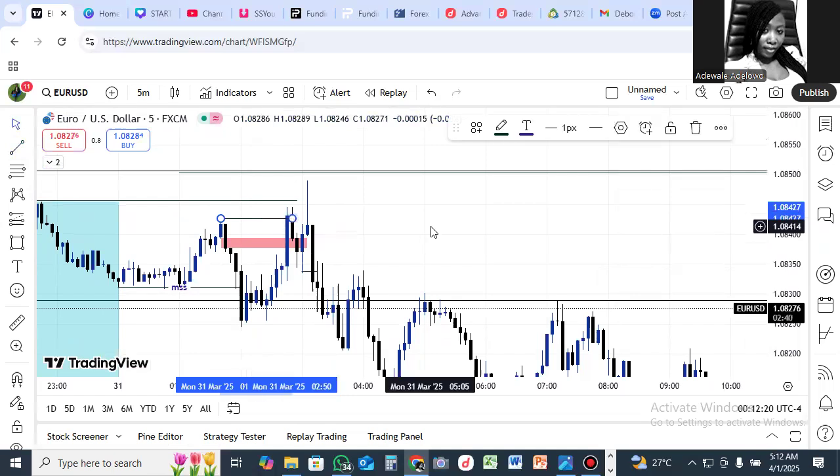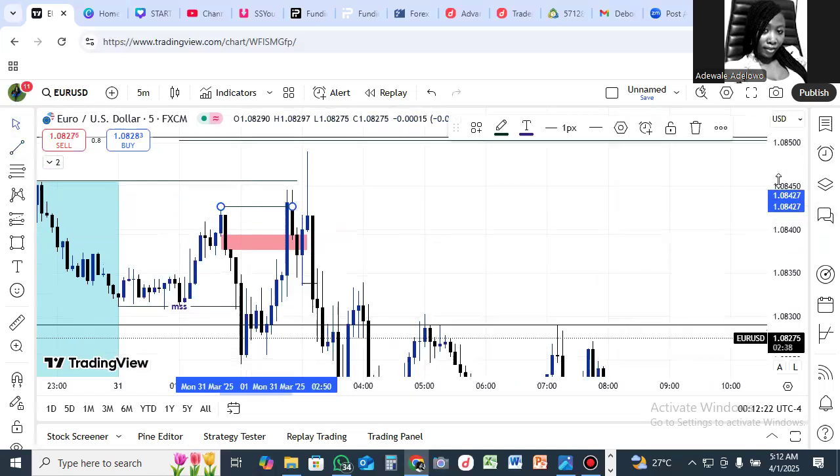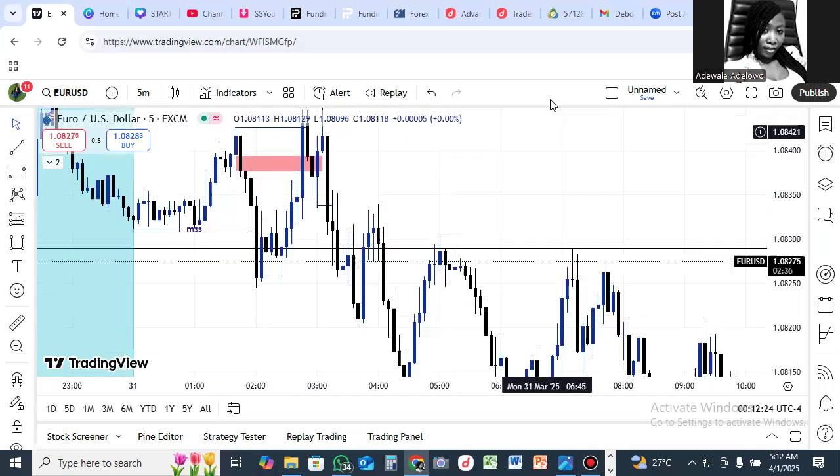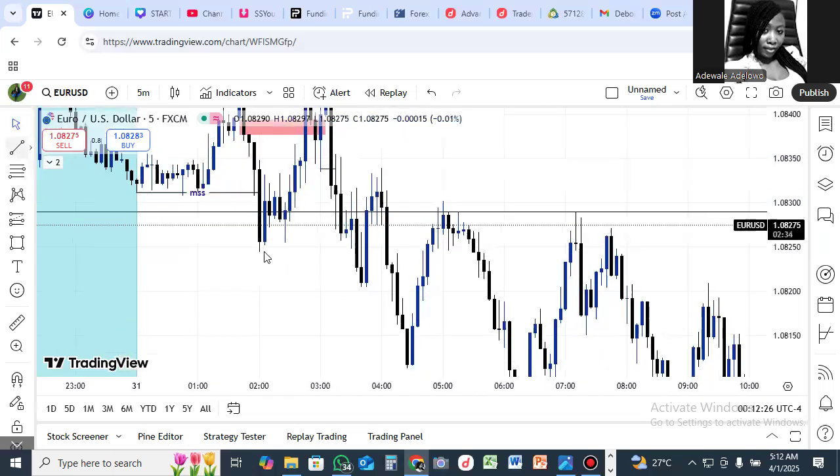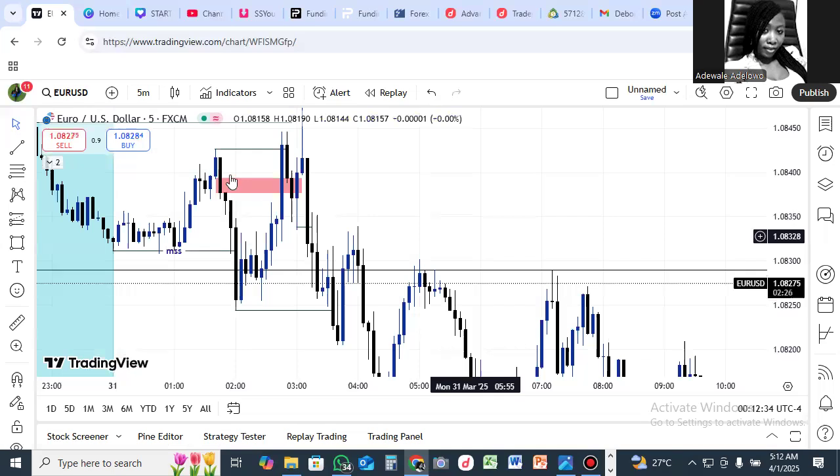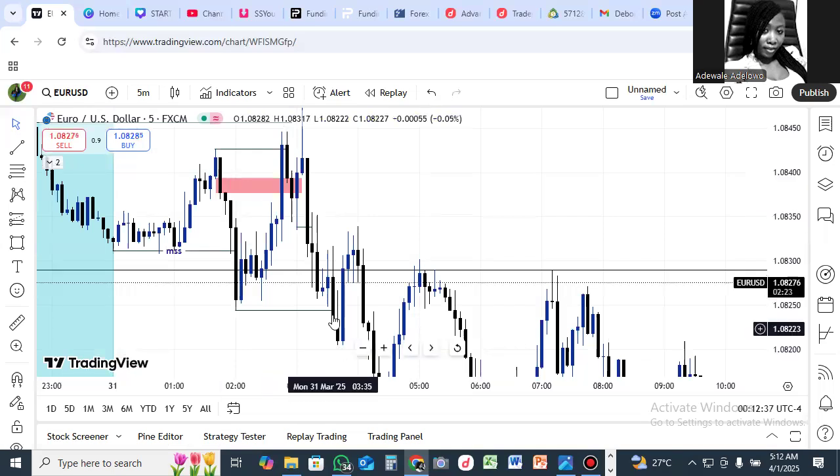A break of structure to the upside. You see that? A break of structure to the upside, and also a break of structure to the downside. What is this telling you guys? If you know the answer, just pause and test yourself. Break of structure to the upside and break of structure to the downside. What is this? What is that?